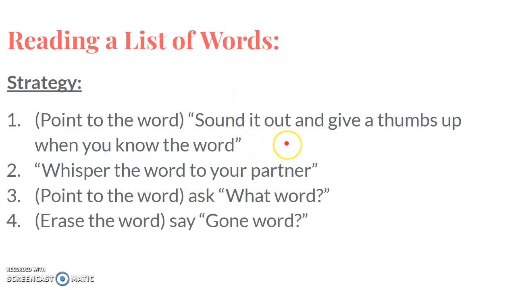One strategy for reading through a list of words: you would point to the word, have the students sound it out silently, then give you a thumbs up when they know the word. Use that whisper and lean strategy that we talked about in the earlier part of the session. They would whisper the word to the partner, you would ask them again for the word, and erase the word.